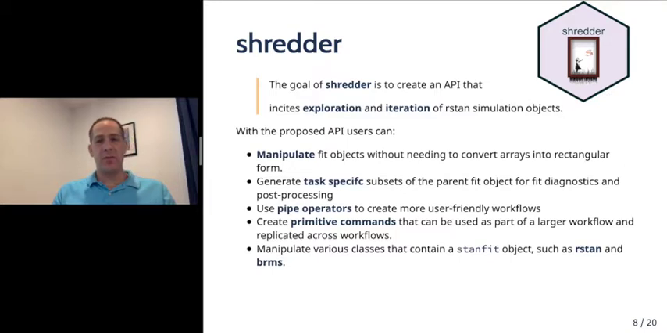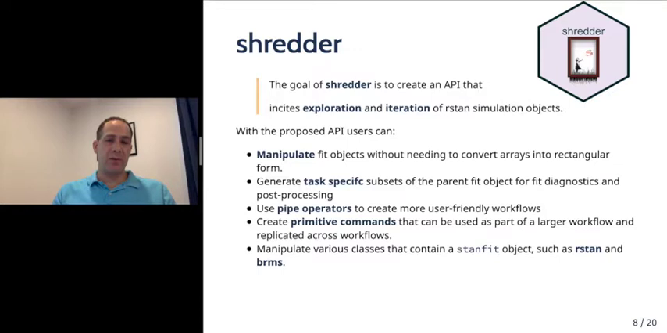the fit object, where the idea is that the large fit object with all the post-warmup samples that we have and predictions may be too big, and we can manipulate that fit object and create smaller ones that are task specific in order to run fit diagnostics and post-processing that are more targeted to the tasks that we need to do.